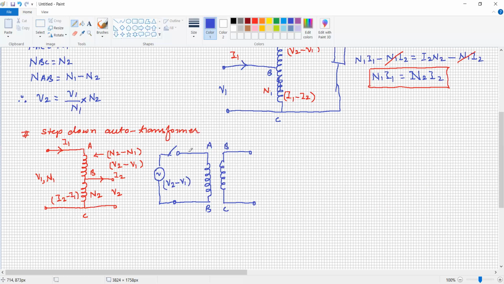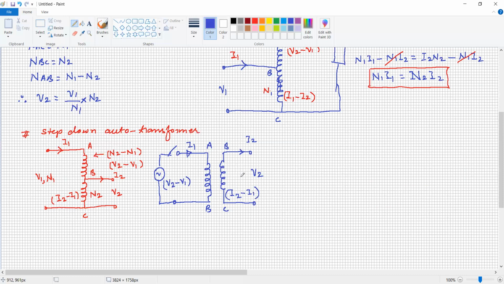Whereas the current is I1. Now in the second side, this part, the current is I2, and the voltage is V2. What about the current? Current is I2 minus I1. Okay, so this is the circuit.